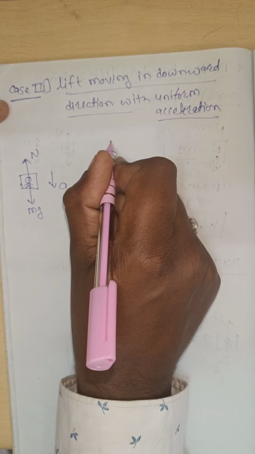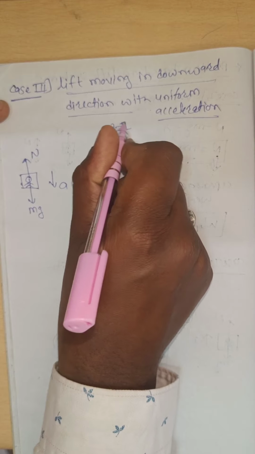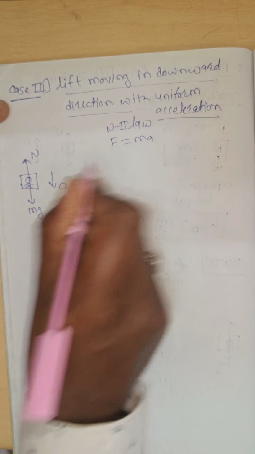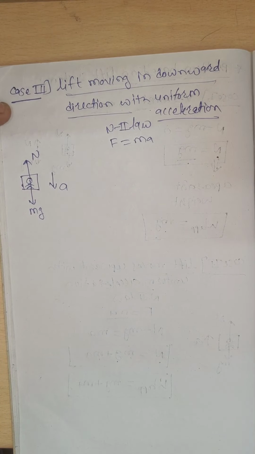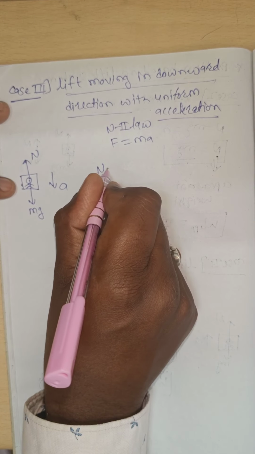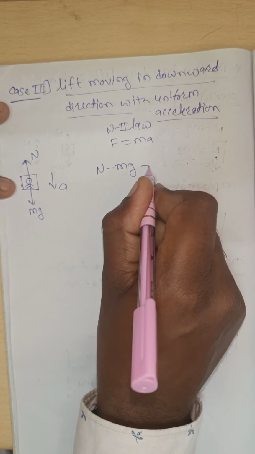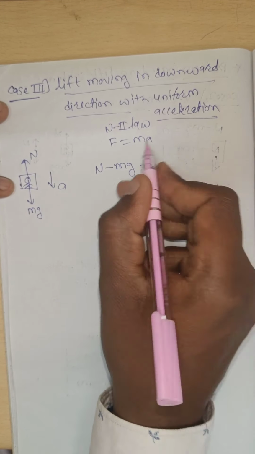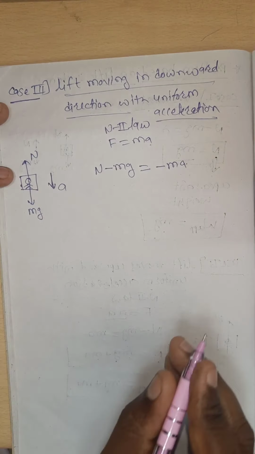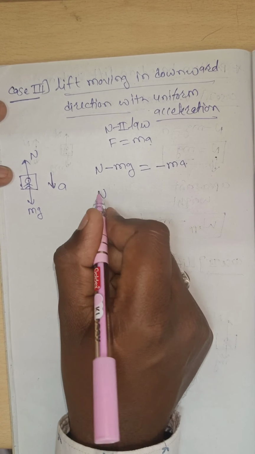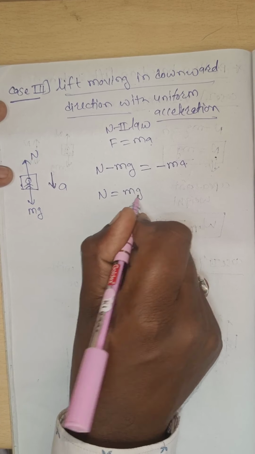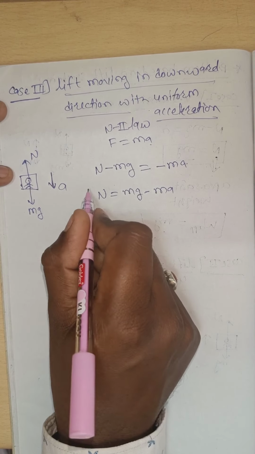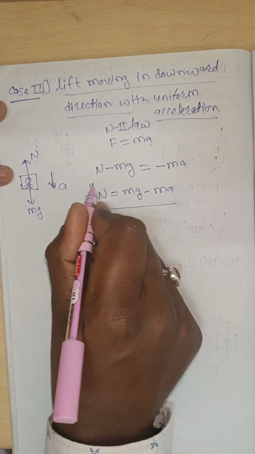Therefore, applying Newton's second law, F equals ma. The net force acting on that man is N in the upward direction and mg in the downward direction. Therefore N minus mg equals m into acceleration. The direction of acceleration of the lift is downward, therefore ma becomes minus ma. So the normal reaction is N equals mg minus ma. This is the apparent weight.